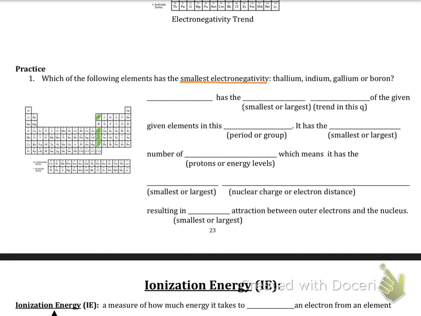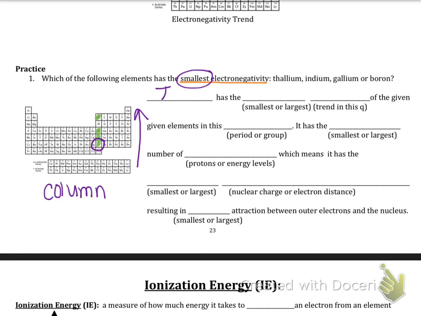Okay, so now we're going to answer the question, or actually we're going to draw the arrow. You notice that these are all in the same column, right? And so electronegativity gets bigger going up. So you draw an arrow going up. If you want the smallest electronegativity, then you need to find the element on the bottom.